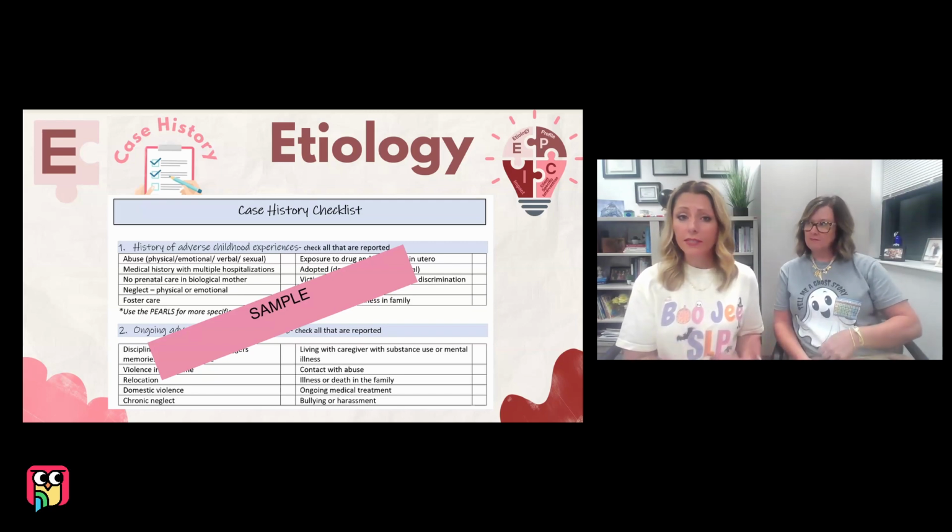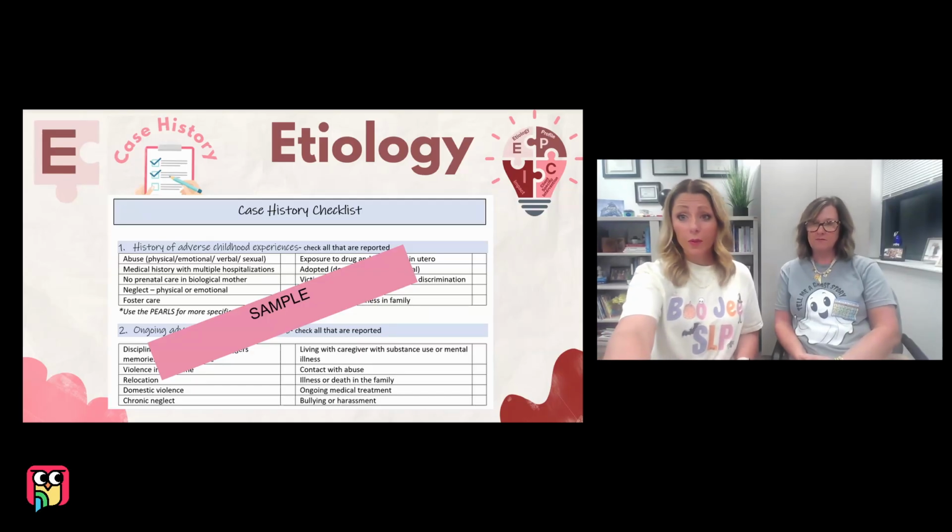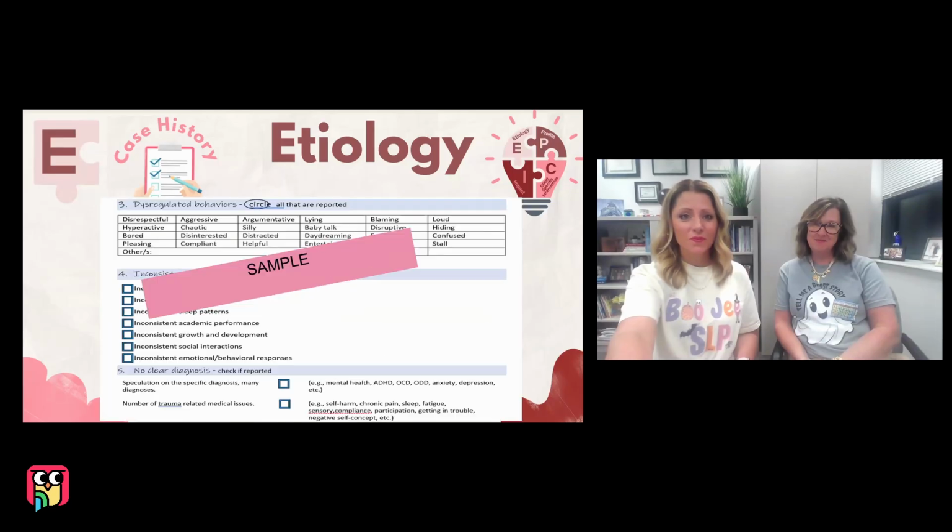So we've developed this case history checklist to help us identify adverse childhood experiences or anything that's ongoing in the child's life. We are working on putting this together in a resource, so this is just a sample for now. There you can see we look for some dysregulated behaviors and some inconsistencies also in progress that could be an indicator of adverse childhood experiences. And finally, sometimes when a client doesn't have a clear diagnosis, we can suspect also developmental trauma. Yeah, and these are all things that are reported.